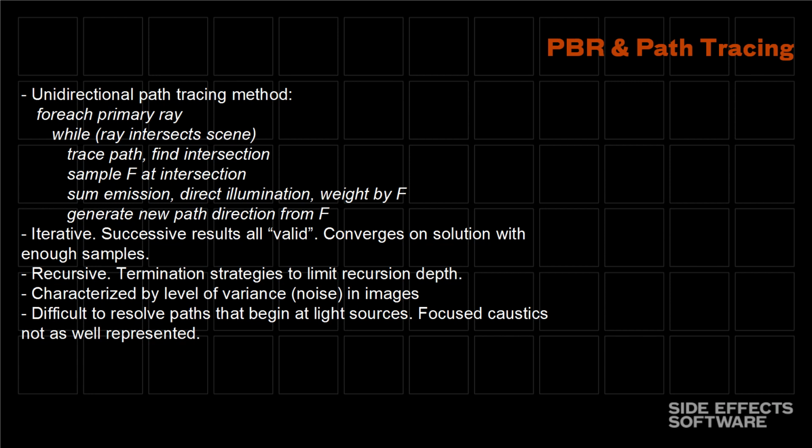The other thing about unidirectional path tracing is because we're starting from the camera, it's difficult to resolve light paths that begin at the light sources. And so if you have a light source that's concealed or embedded, occluded by something, it's unlikely that on the random sampling we'll end up back at that light source. And so focused caustics depend quite a bit on light-centric paths. So focused caustics, very high, sharp caustic highlights, are not well represented within the unidirectional path tracing method.